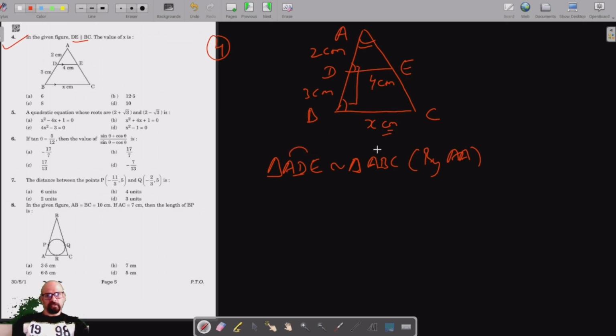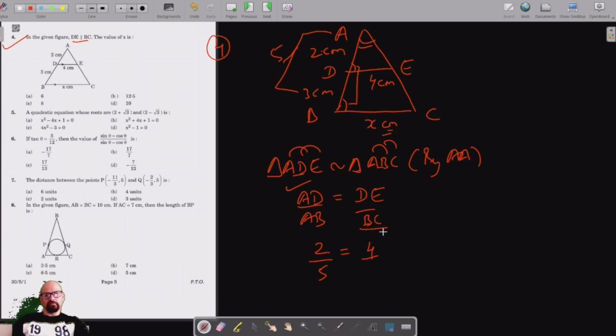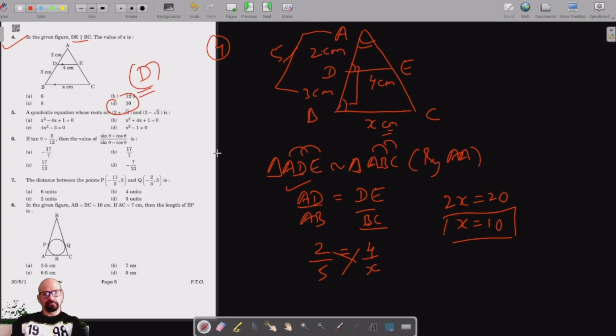So we can write AD by AB is equal to DE by BC. Let's put in the respective values. AD is 2, AB is 3 plus 2, which is 5. DE is 4 and BC is x. So if we cross multiply, this is 2x is equal to 20, which gives us x is equal to 10. So D is the correct answer for question number 4.